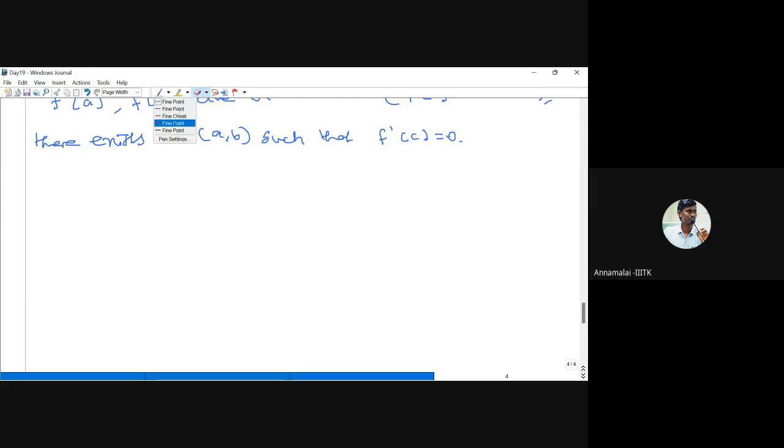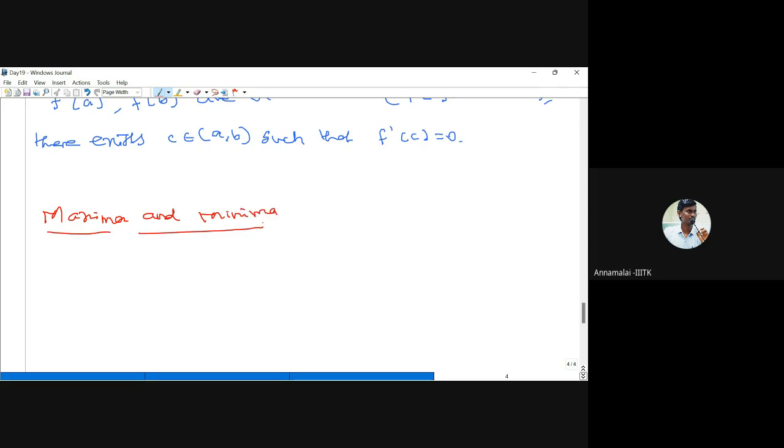Now the next thing is maxima and minima. Maxima and minima is nothing but you have to find the derivative, and then you have to find the critical point, and then you have to find the maximum and the minimum of your function.